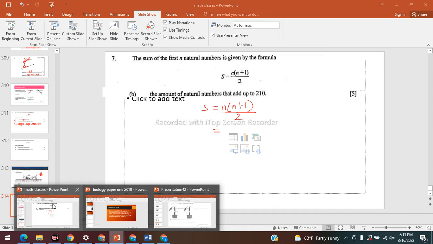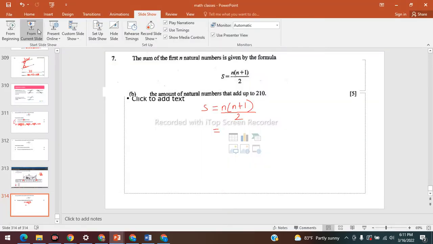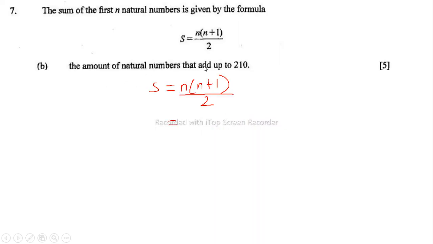Okay. I was asking, this question gave us what S was, and I was saying, can you all guess what S is based on the question?